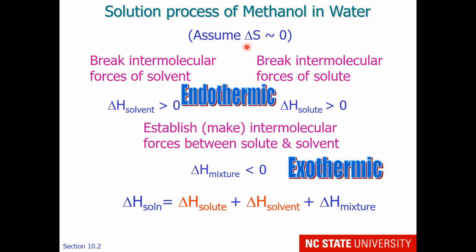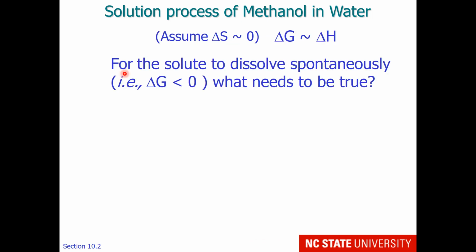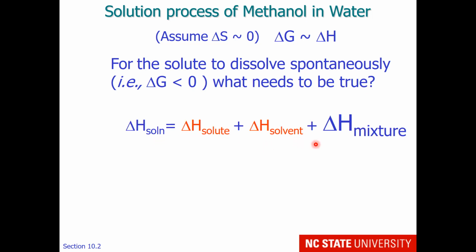Since delta S is close to 0, the free energy change that occurs is going to be mostly governed by the value of delta H. For the solute to dissolve spontaneously, delta G needs to be negative. So what needs to be true? Well, if we look at the sum of these three processes, delta H solute and delta H solvent are positive, so it needs to require not very much energy to break the intermolecular forces from solute to solute or solvent to solvent.